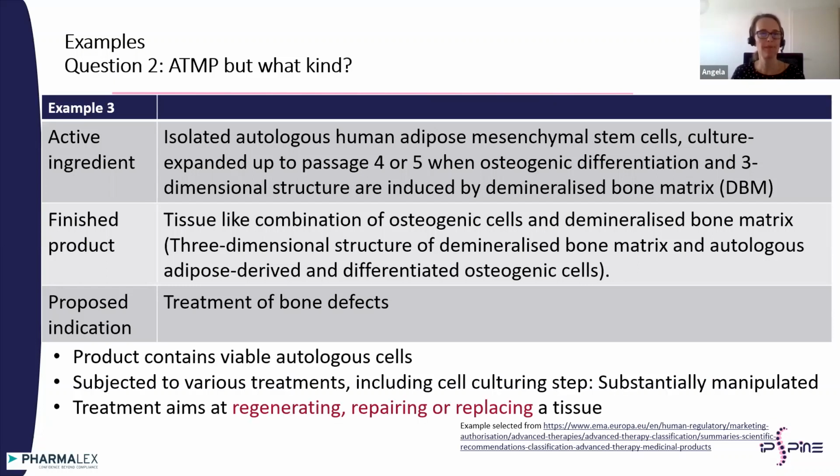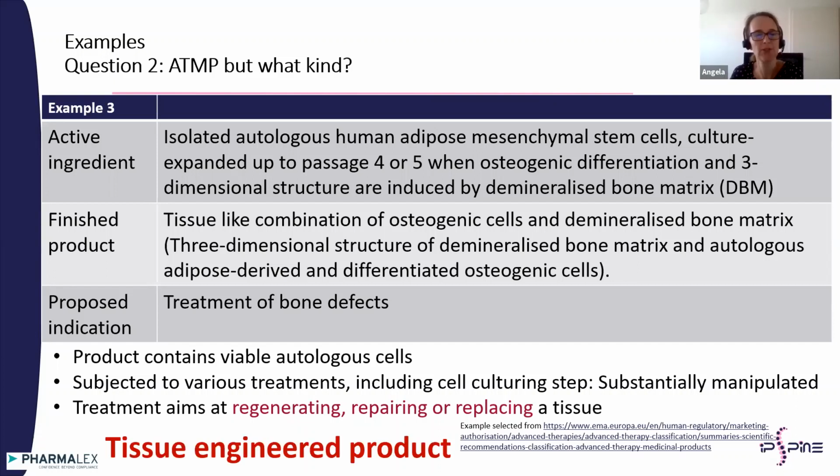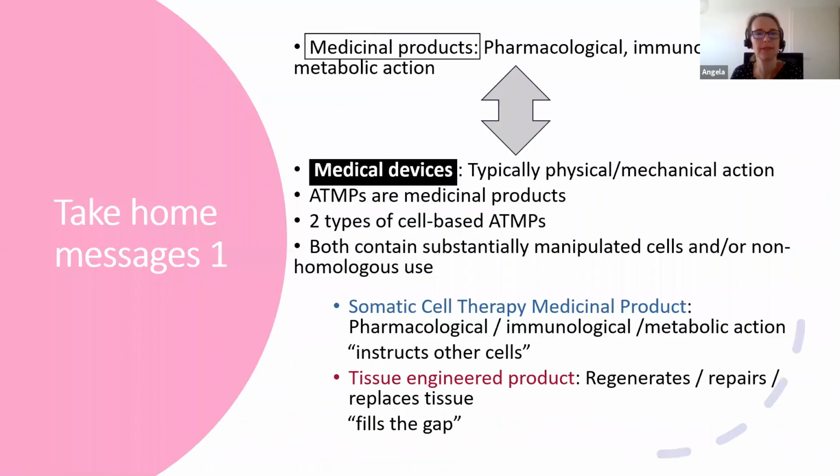The agency said, well, the cells are viable and have been subjected to various treatments, including cell culture. So they are certainly substantially manipulated. We have an ATMP. And regarding the mode of action, it is stated that the treatment aims at regenerating, repairing, or replacing a tissue. So number one, these words, number two, this color very clearly indicates, hopefully, that we have a tissue engineered product here. Yeah, this is the second type of ATMP. And now we already come to the first set of take-home messages.